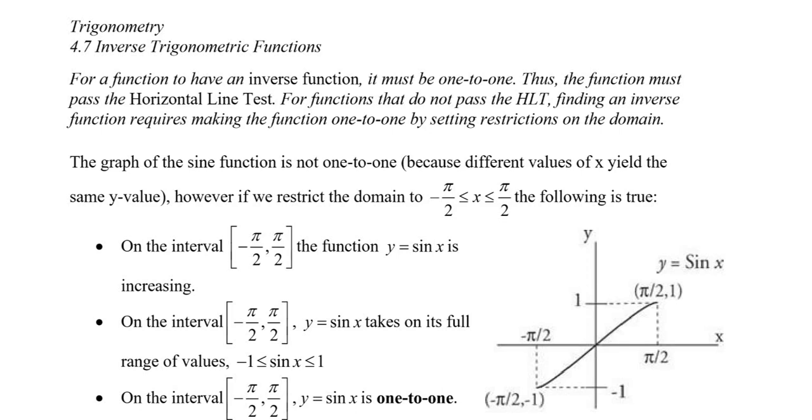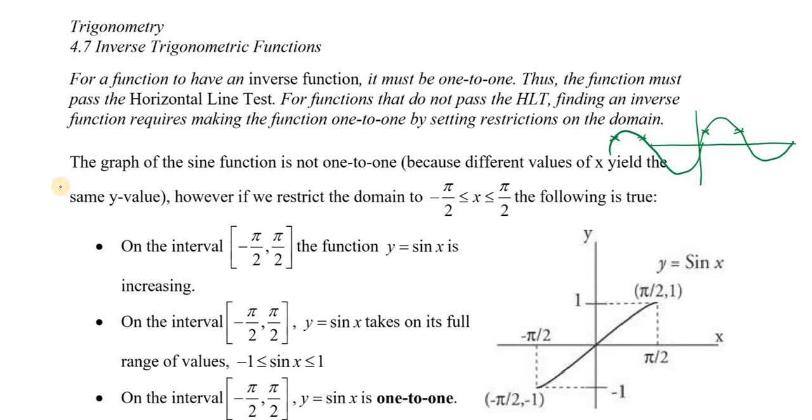If you think about it, the sine function is not 1 to 1 because different values of x yield the same y value. For example, if we do a little sketch of a sine graph, not a great sketch, you could see at this location, this location, this location, this location, all of those x values would produce the same y. That means that the graph is not a 1-to-1 graph.